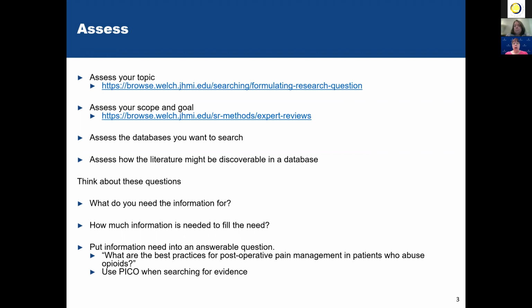Needing one or two quick articles to talk about in a journal club is very different from looking for references to revise a protocol or for a systematic review. They all have different needs, and so they require different levels of searching and how much effort you need to put into that search and how many results you should expect to get. But in all cases, you want to think about putting that information need into an answerable question. PICO is a good start for that.